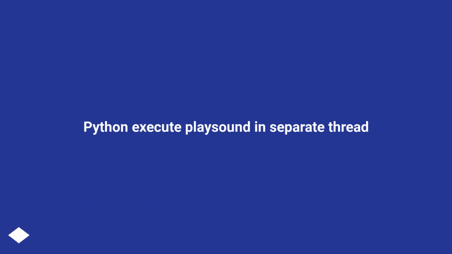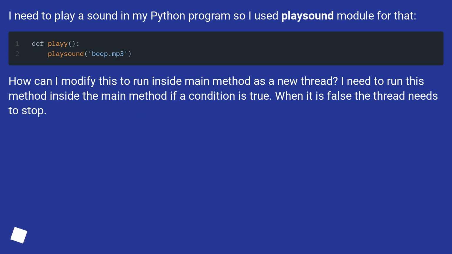Python execute playsound in separate thread. I need to play a sound in my Python program, so I used the playsound module for that. How can I modify this to run inside the main method as a new thread? I need to run this method inside the main method if a condition is true. When it is false, the thread needs to stop.